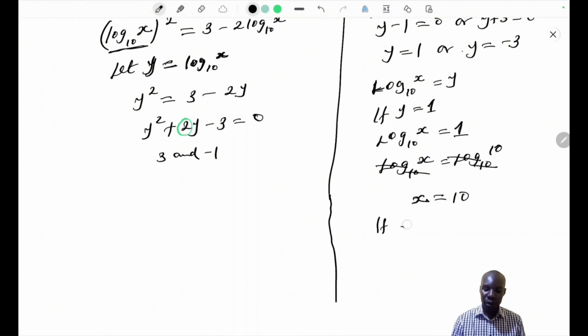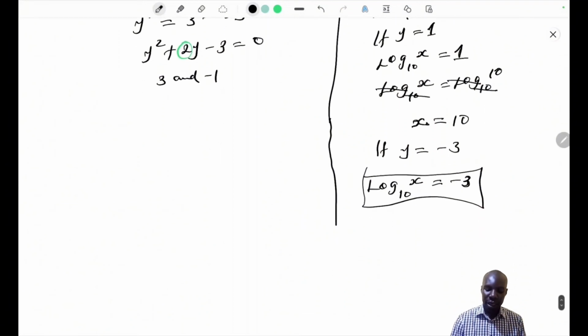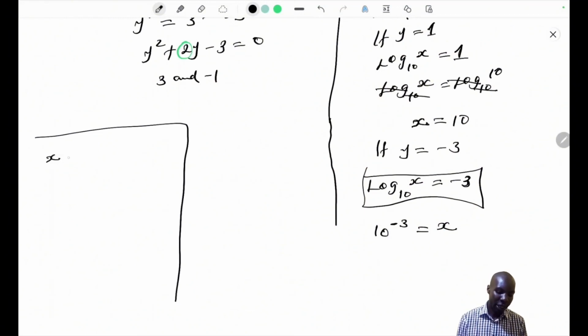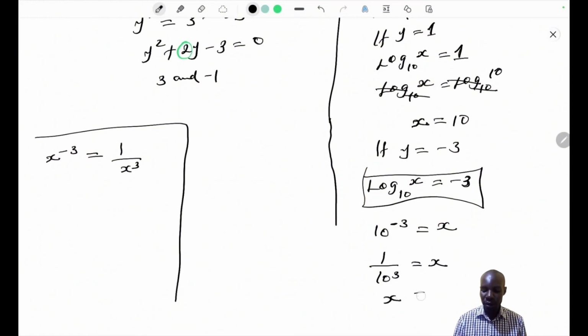What about if y is equal to minus 3? We know that log of x to base 10 is equal to y, which is equal to minus 3. So what is x? We must convert this into index notation, whereby we'll say 10, which is the base, to power minus 3 is equal to x. So 10 to power minus 3, if you have, for example, x to power minus 3, can be written as 1 over x to power 3. So this is the same as 1 over 10 to power 3 is equal to x. So x is equal to 1 over 1000. That is the answer for that.